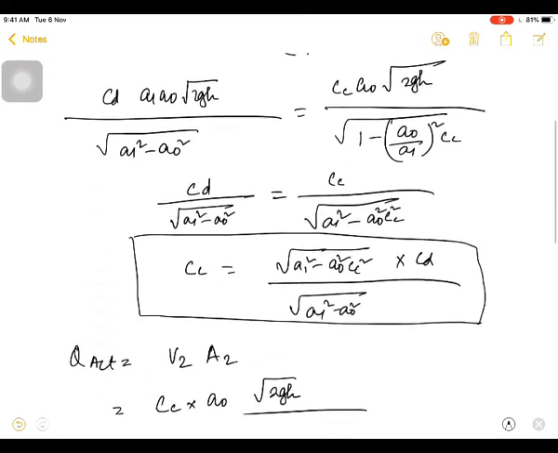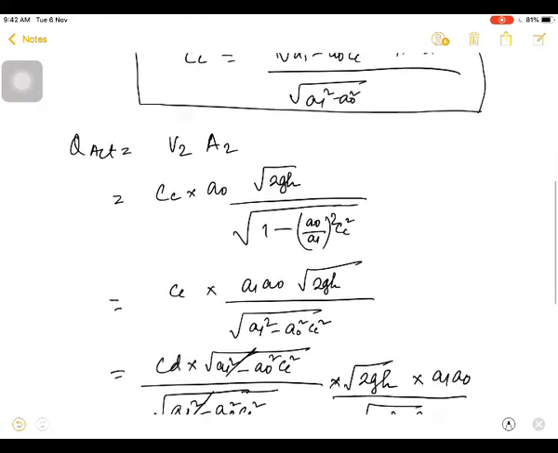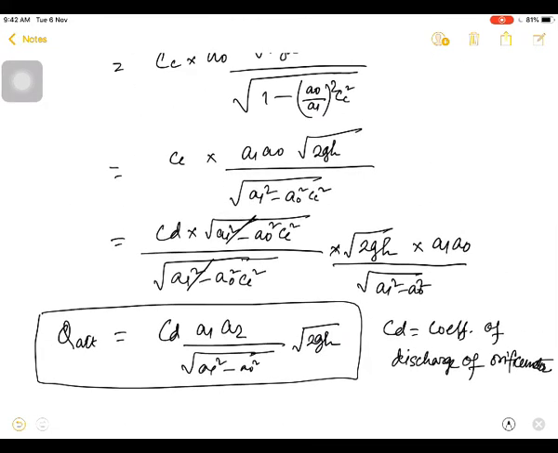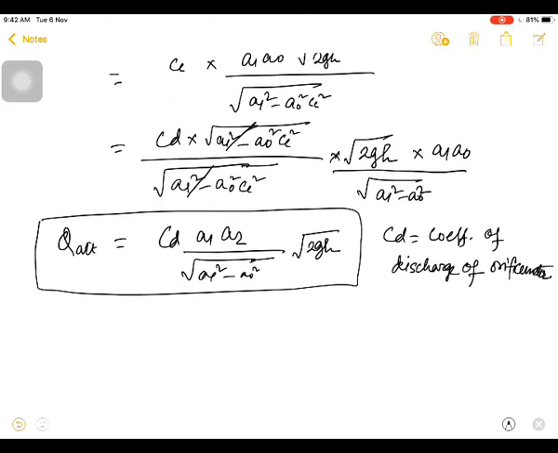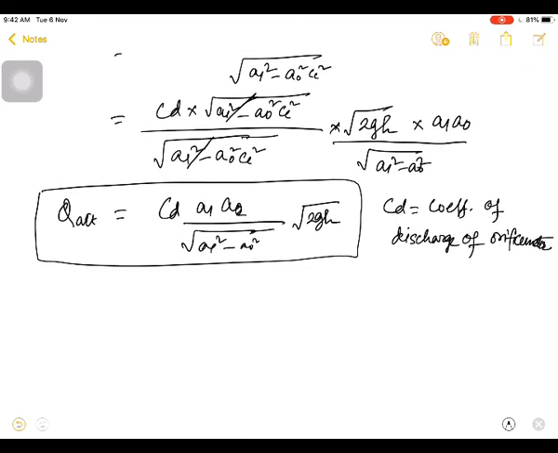So friends, if CC is not given, you have to convert CC via CD and replace the value of CC, and this is equal to Q actual: CD A1 A0 by root of A1 square minus A0 square into root 2GH. So this is the trick. If in an examination CC is not given, there must be CD given.